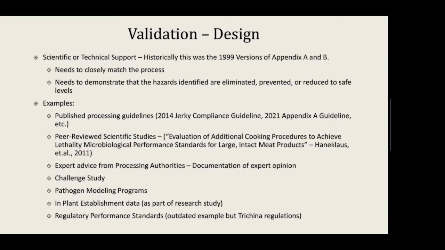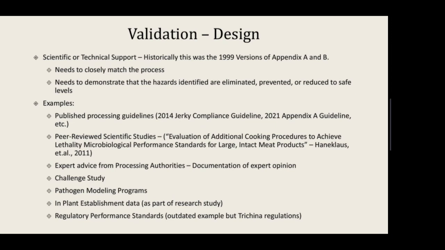Okay, so as far as the design aspect, listed on the screen here is guidance on what the scientific or technical support should entail, and also examples of different types of support options. For scientific or technical support, processors need to make sure that the support closely matches the process, and the support also needs to demonstrate how the hazards are identified, eliminated, or reduced to safe levels. The different types of support options may include what's seen on the screen here, for example, the 2014 Jerky Compliance Guideline, as well as scientific studies, advice from processing authorities, challenge studies, pathogen modeling programs, and others.